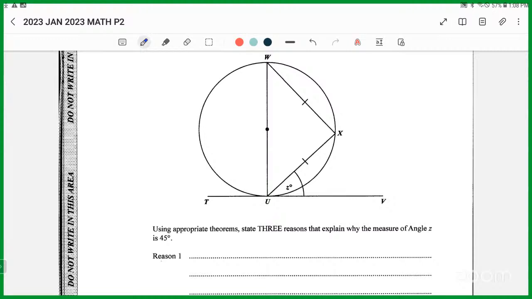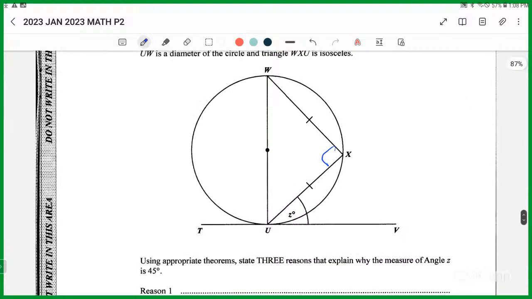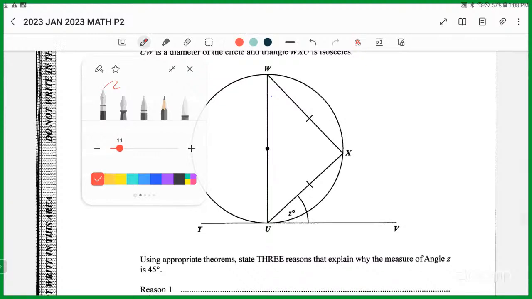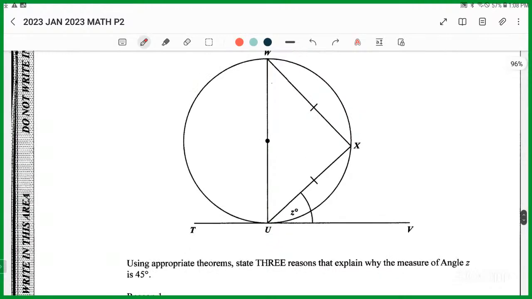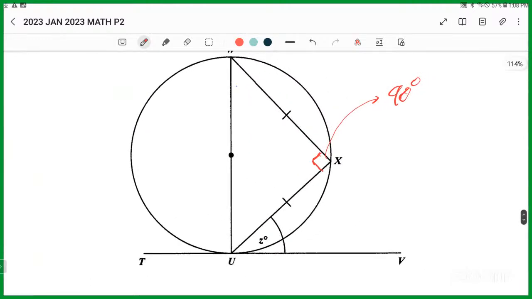But to show that this angle is 45 degrees, we need to establish some of the angles inside here first and reference them. What I will do for this question is put in these angles that make my explanation easier. The first: I'm going to put that this angle is 90 degrees, Y. This angle is 90 degrees, angle subtended by the diameter.